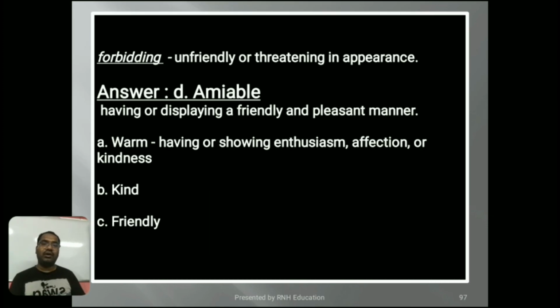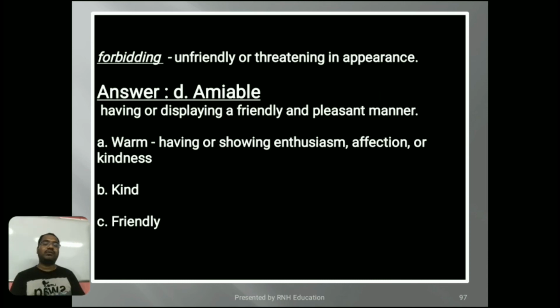At first, take the word forbidding. Forbidding means unfriendly or threatening in appearance. So the right answer should be amiable. Amiable means having or displaying a friendly and pleasant manner. That is called amiable. Okay. So the right opposite word is amiable.